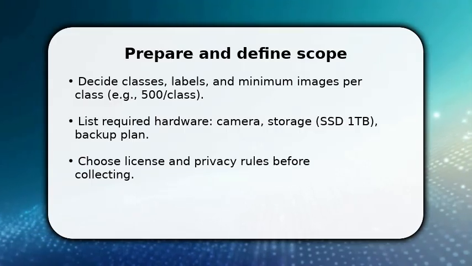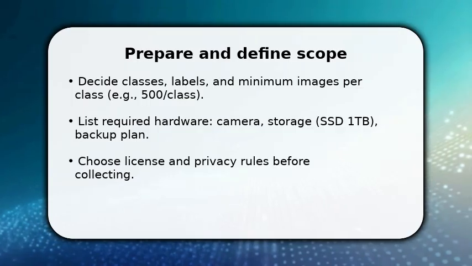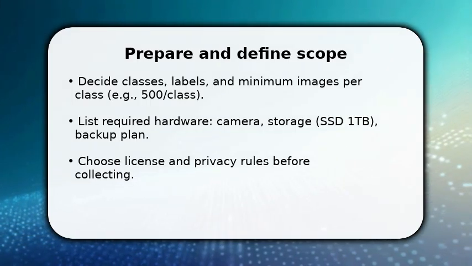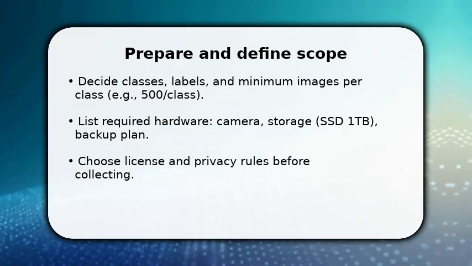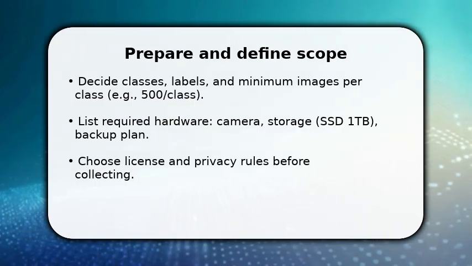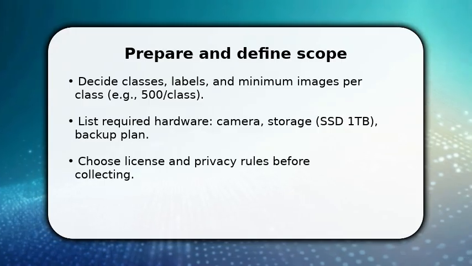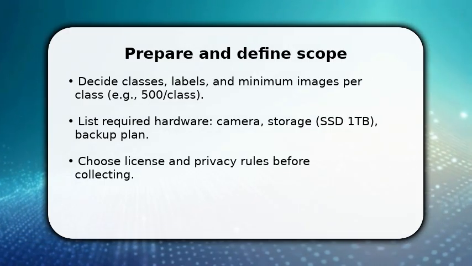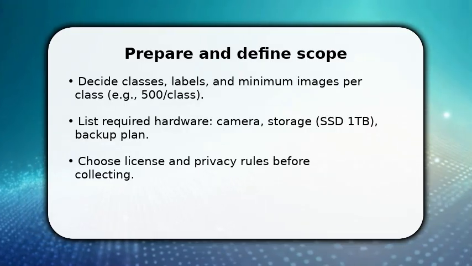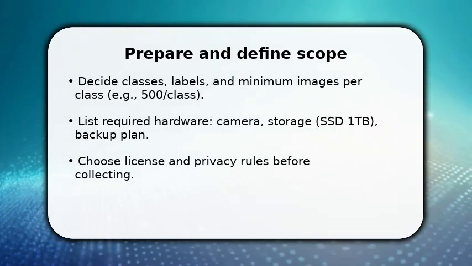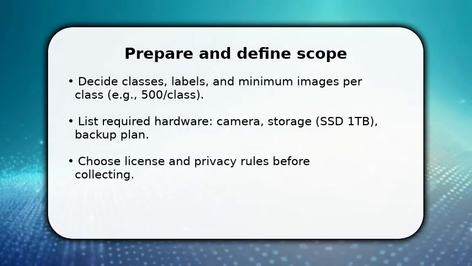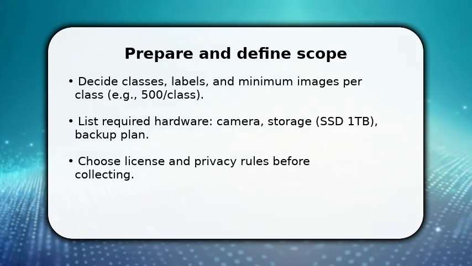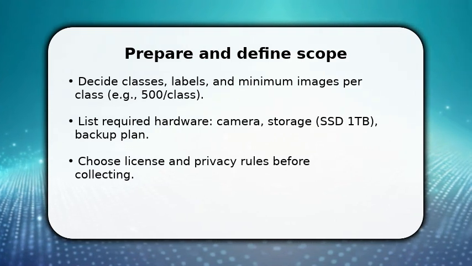You start by defining scope and constraints, which classes you need and the minimum images per class, because class balance matters for model performance. Once done, prepare hardware and storage. Use an SSD and plan backups to avoid data loss. Make sure to set license and privacy rules early so you can legally collect images. From day one, record metadata fields, timestamp, device, location, to save rework later. This discipline speeds annotation and debugging when you train models.